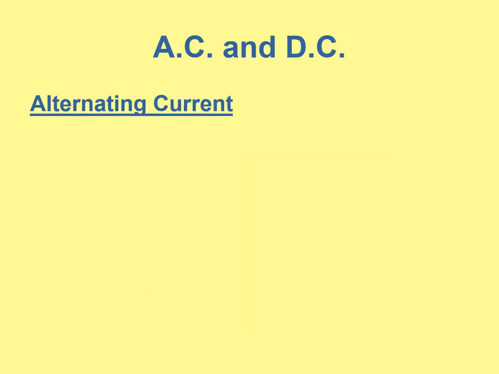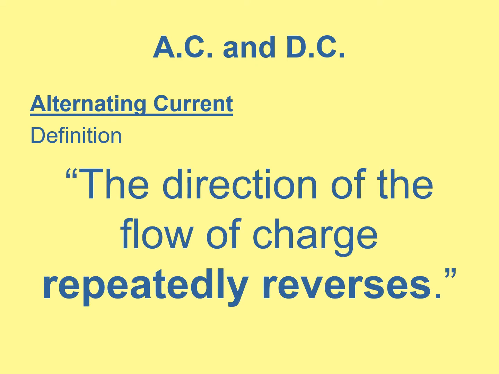Alternating current. Definition: the direction of flow of charge repeatedly reverses. Or you could say it changes direction constantly or changes direction frequently.